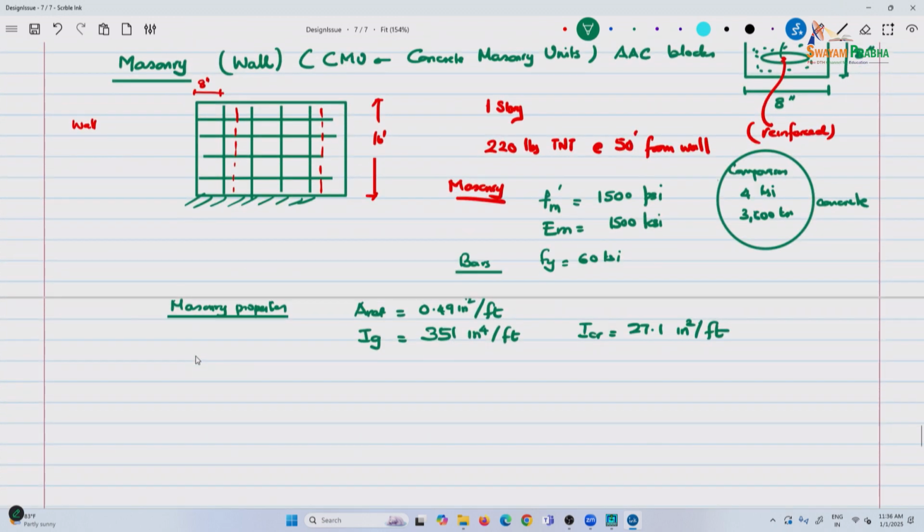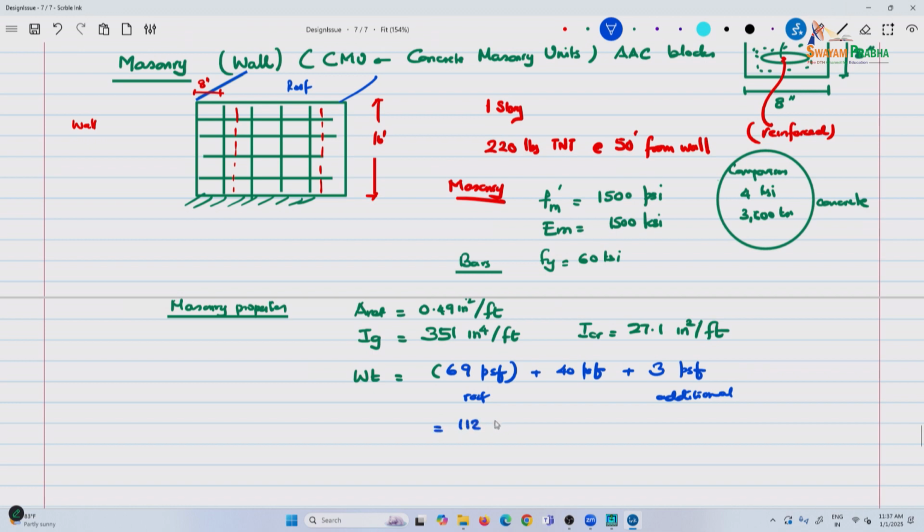You are asked to determine, and the self weight of masonry is 16, the roof, this is for the roof. So there is a roof here. This is 69 pounds per square foot for the roof, plus masonry itself is 40 pounds per square foot, plus any additionals you could have. That number just depends on additional dead loads, such as waterproofing and other such things on top that you could add. So all of it, let us say, is given to be 112 pounds per square foot.